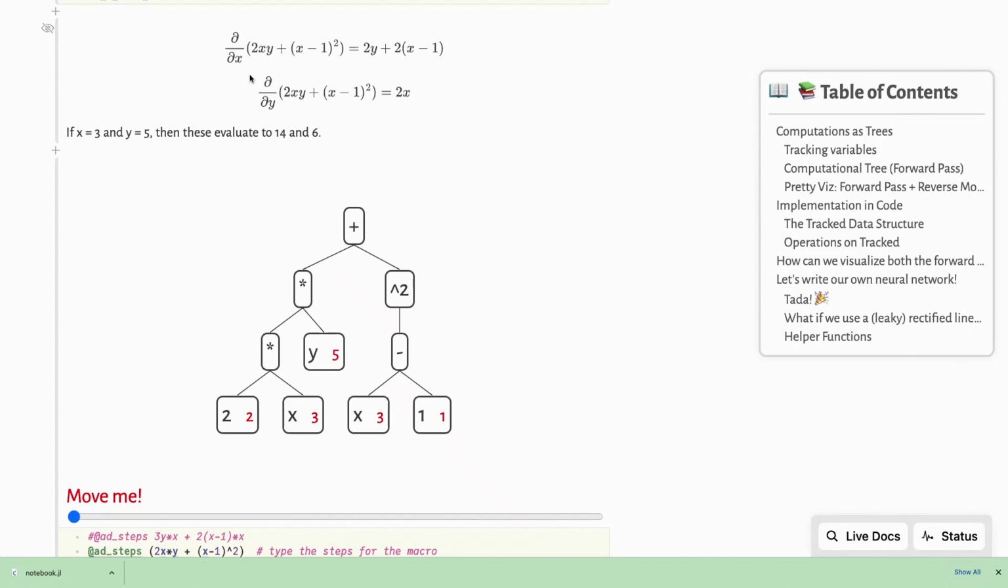Okay, and now let's see, what are we going to do? Are we doing forward mode or backwards mode? Let's take a quick look. So let me just see how this works.